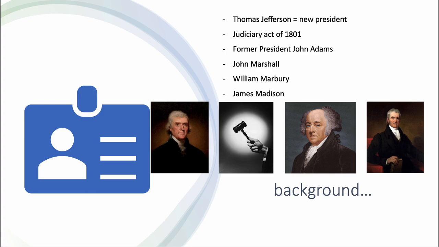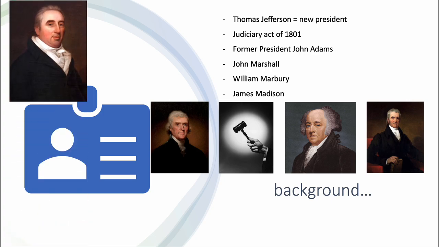So, John Marshall was the Secretary of State at the time, and he was unable to successfully deliver all of the commissions in time. So, William Marbury was elected to be one of the judges, and he didn't receive his commission in time, so he thought he had a job, but he actually didn't.